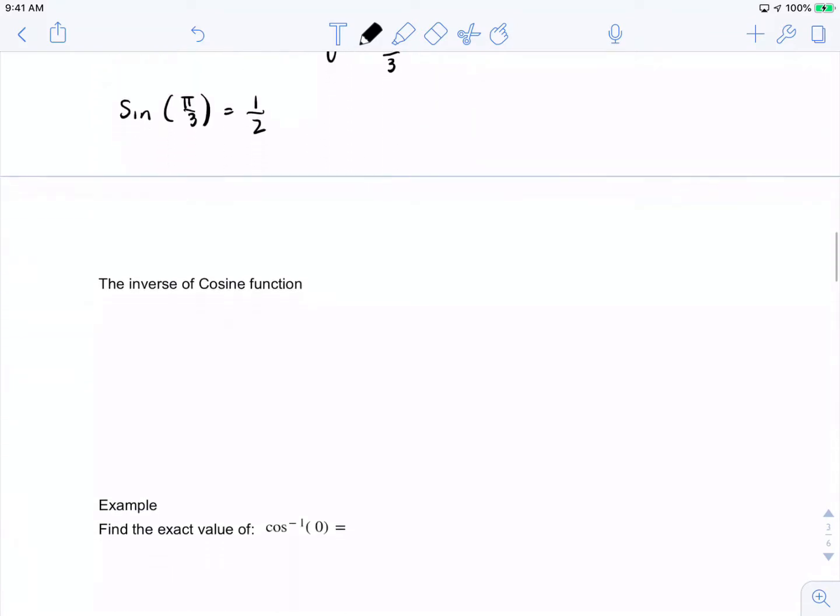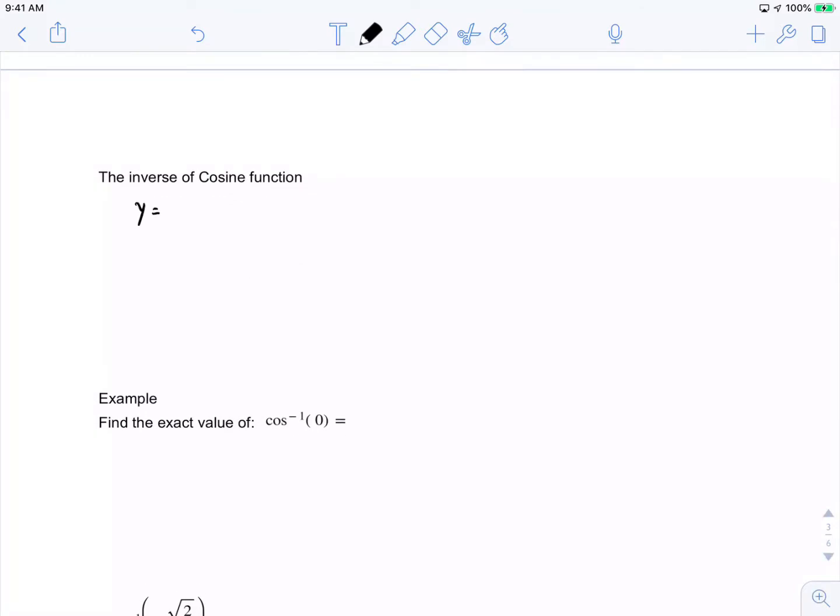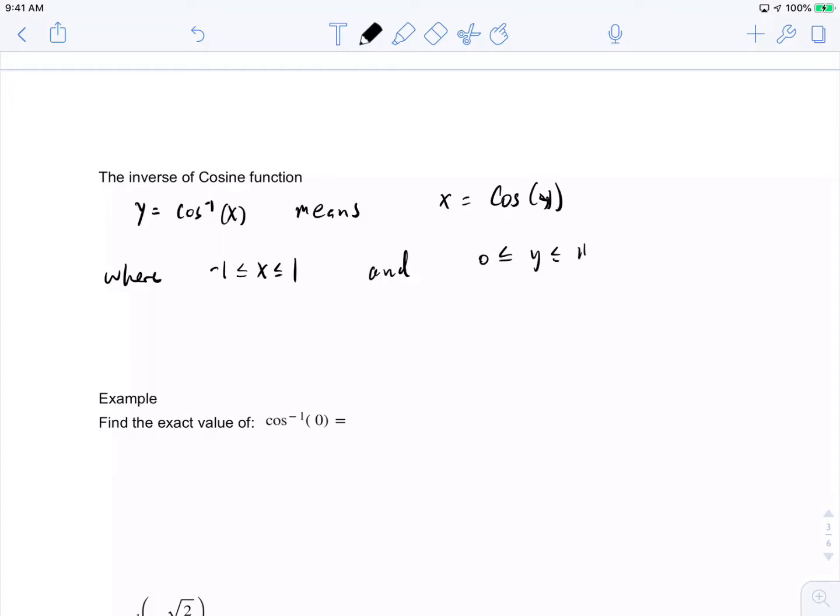Now let's look at cosine. Cosine then is y is equal to cosine inverse of x, which means that x is equal to cosine of y. Again, it's the switching of x and y. And so the restrictions here are where -1 is less than or equal to x is less than or equal to 1, and that our restriction for y is from 0 to pi. So the restriction here is a little bit different, so please pay attention to these carefully.